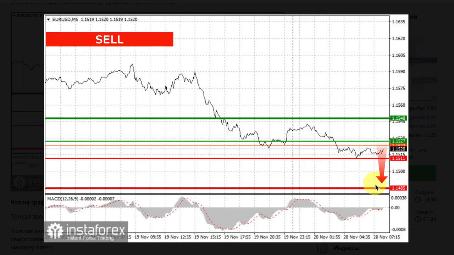Before selling, make sure that the MACD indicator is below the zero mark and just beginning to decline from it. You could also plan to sell the euro today if the price tests 1.1527 twice in a row, while the MACD indicator is in an overbought area. This will limit the upward potential of the pair and lead to a market reversal downward. You could expect a decline toward the opposite levels of 1.1511 and 1.1485.